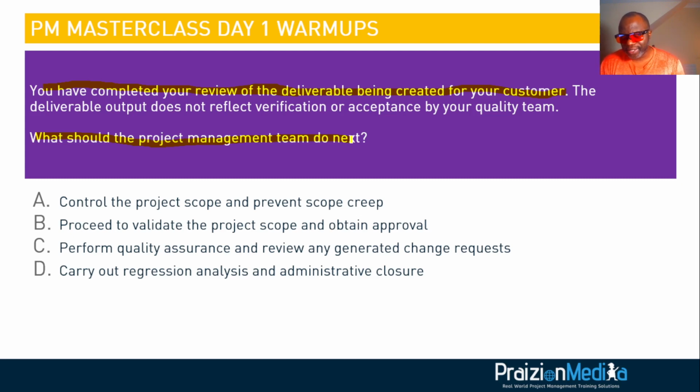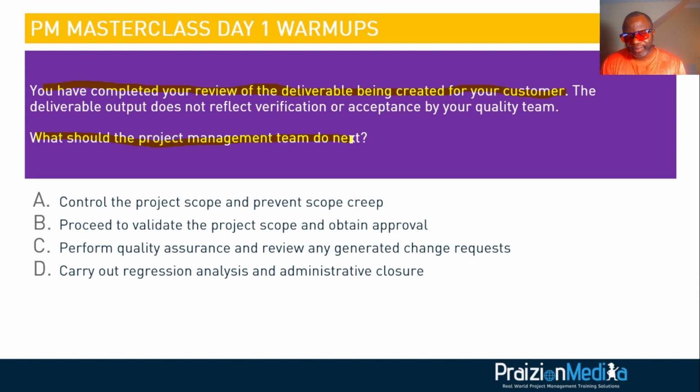So what should you do next? Should you do A, control the project scope and prevent scope creep? Well, you're beyond that. You're done with the deliverable. B, proceed to validate the project scope and obtain approval. Well, that'll be foolish, isn't it? C, perform quality assurance and review any generated change requests.